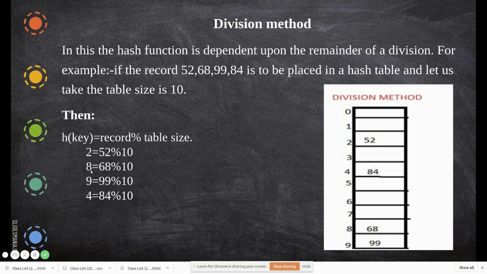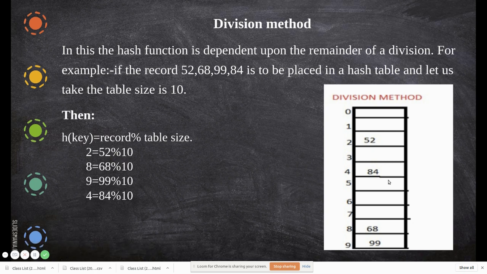68 mod 10 is 8, so here you will be storing the data. Then 99 mod 10 is 9. So this is a hash function; this is the index generated by the hash function. Here you store 99. Then 84 mod 10 generates 4, so in that position you store 84.